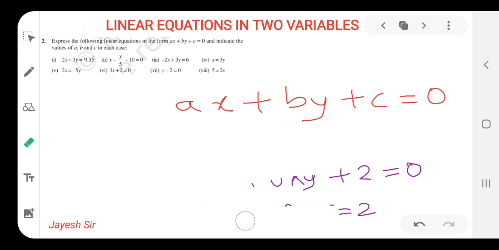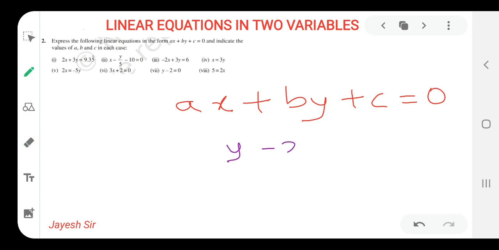Let us begin with the next sum for the day, that is y minus 2 equals 0. y minus 2 equals 0. Here the variable x is missing in the equation that is given. So what we are going to do is insert 0 into x, because that will result in 0, plus by, that means y is given, so 1 into y can be written like this in its place, and minus 2 as it is.